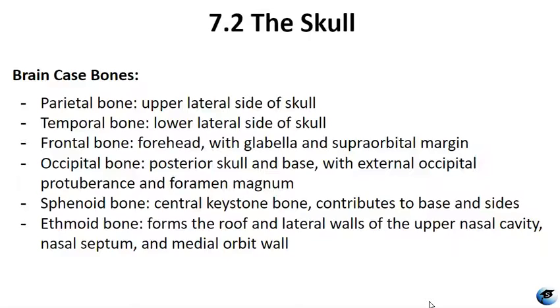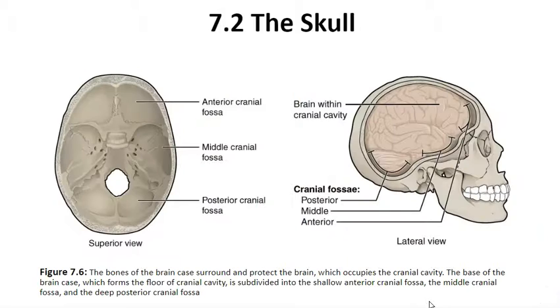The frontal bone shapes the forehead and features the glabella and supraorbital margin. The occipital bone constitutes the posterior skull and base, housing the external occipital protuberance and the foramen magnum. The sphenoid bone, a central keystone bone, plays the role of forming the base and sides of the skull, and the ethmoid bone contributes to the roof and lateral walls of the upper nasal cavity, nasal septum, and the medial orbit wall. Figure 7.6 shows the bones of the brain case.